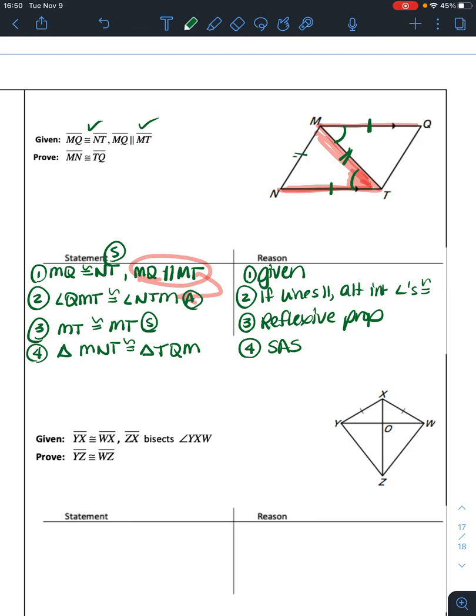Now that I know my two triangles are congruent, I can talk about all the pieces, and that means that MN is congruent to QT. That's the piece I'm asking about. I could talk about any of the other three pieces, but I'm actually asking you to prove that MN is congruent to TQ, and that's because corresponding parts of congruent triangles are congruent.